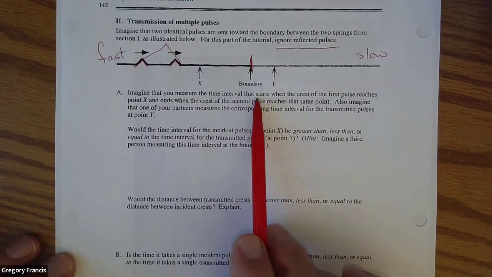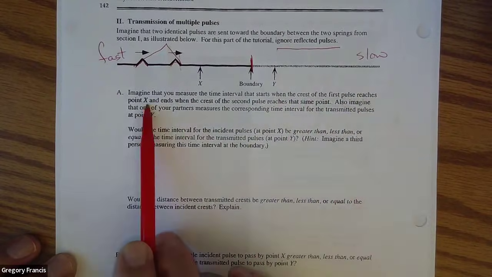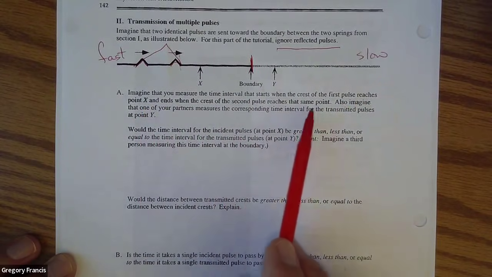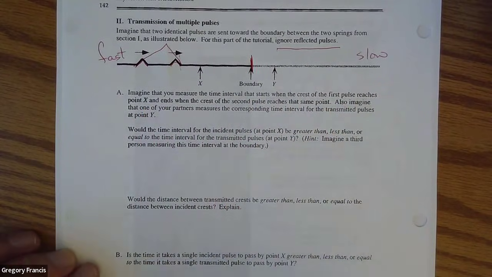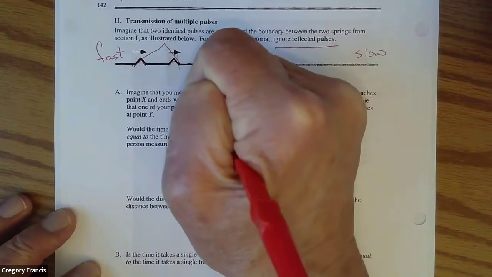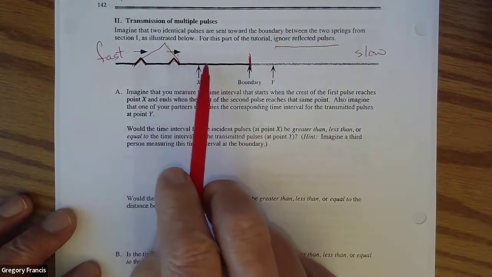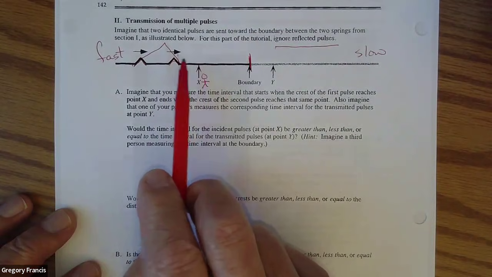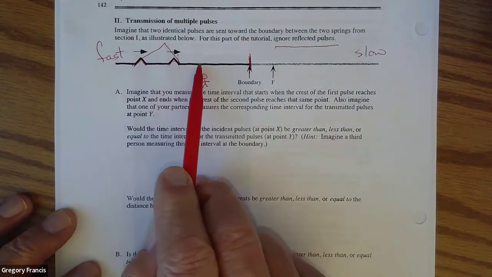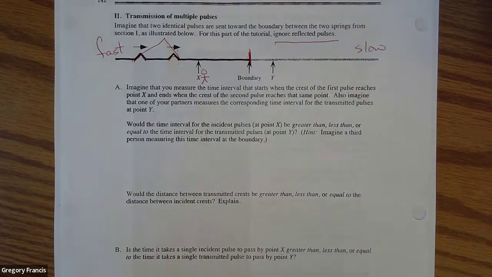Imagine that you measure the time interval that starts when the crest of the first pulse reaches point X and ends when the crest of the second pulse reaches that same point. So, in other words, you stand right here with a stopwatch. And when this pulse gets to you, you start your clock. And when this pulse gets to you at X, you stop. And let's say that that time interval, I'm making this number up, is 2 seconds.